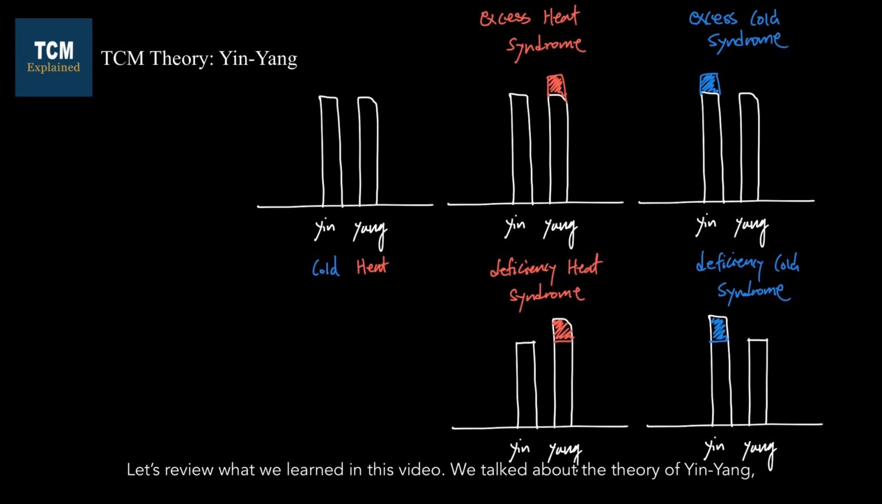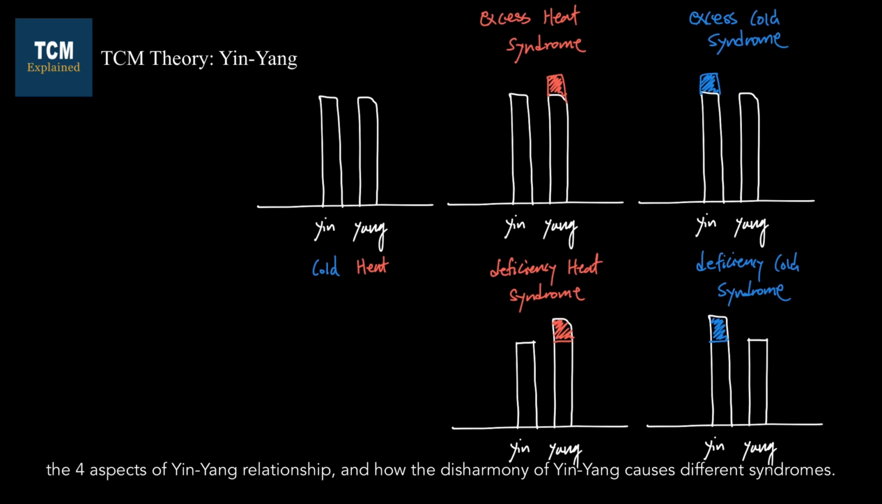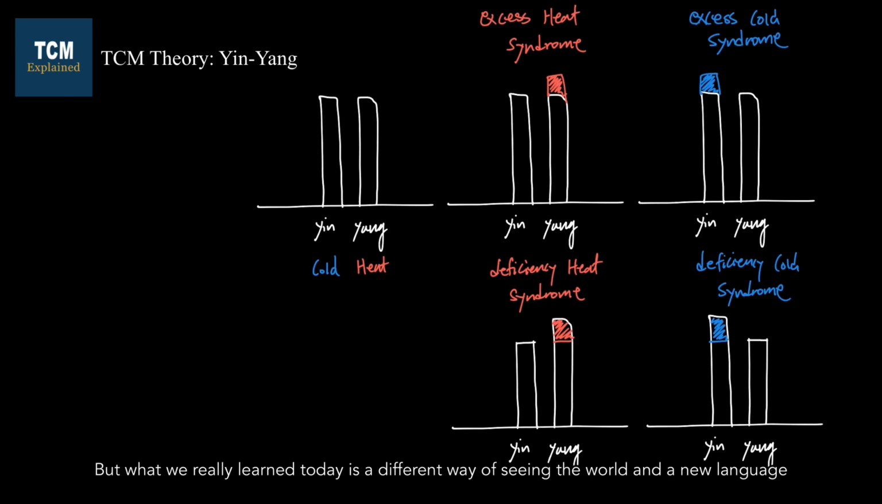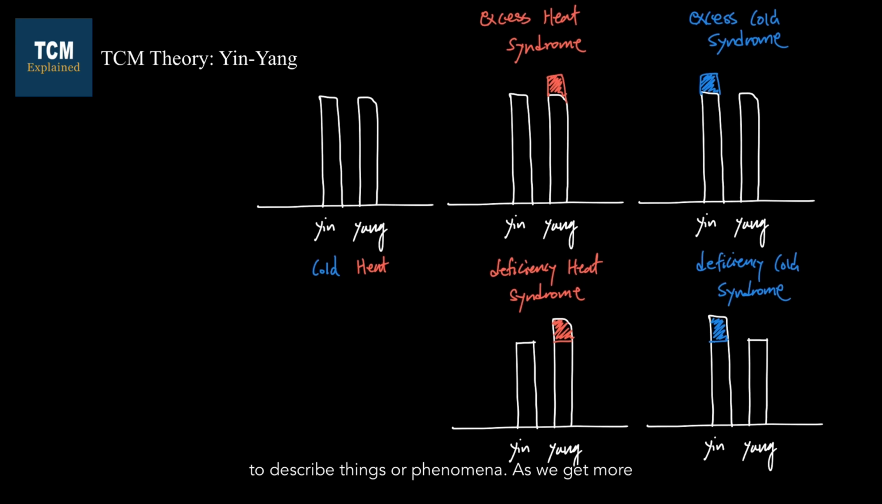Let's review what we learned in this video. We talked about the theory of yin-yang, the four aspects of yin-yang relationship, and how the disharmony of yin-yang causes different syndromes. But what we really learned today is a different way of seeing the world and a new language to describe things or phenomena. As we get more comfortable with them, we will be better at learning TCM concepts in the future. We can say that the nature of yin-yang theory is binary and relative.